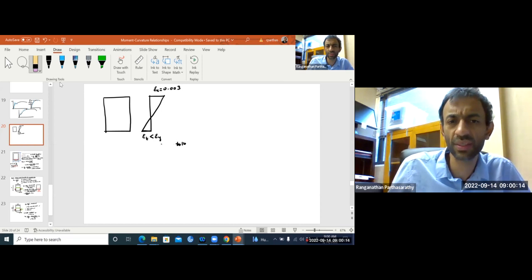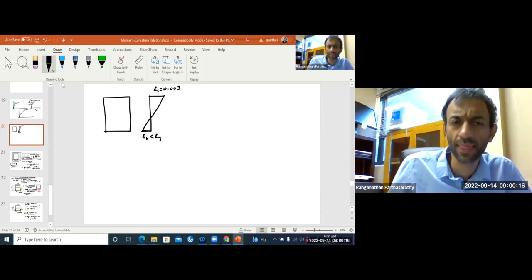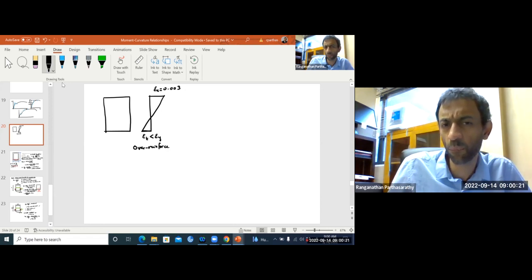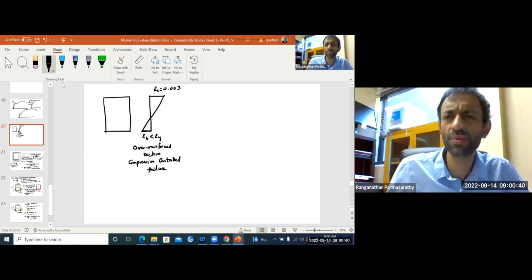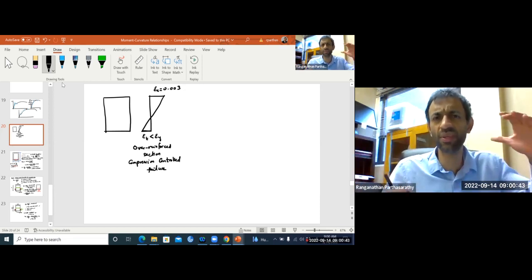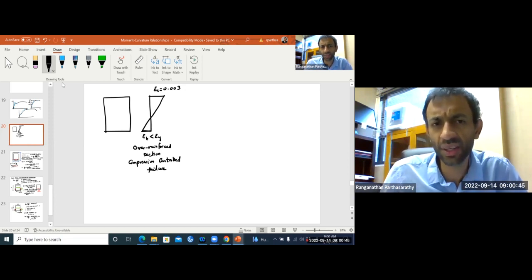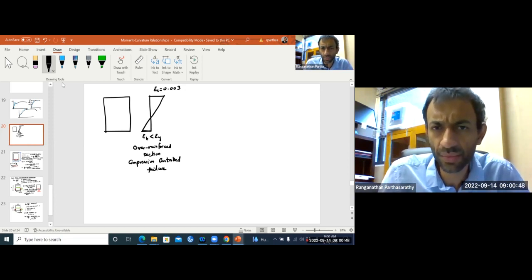Or let's put it this way, this is an over reinforced section. Compression control failure. You remember the over reinforced section, how it failed like an explosion, sudden, like that. That's how this will fail.